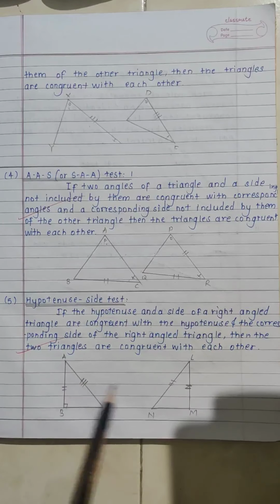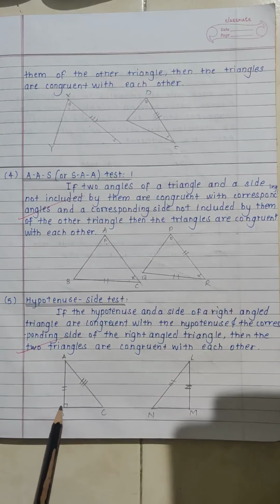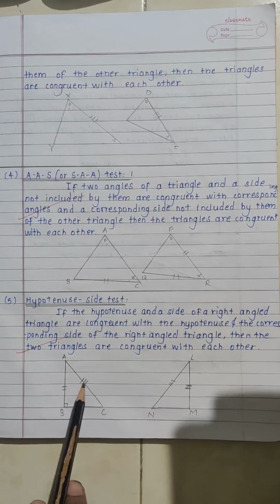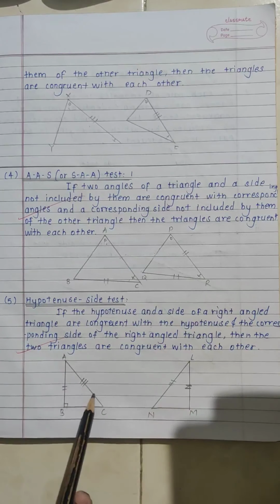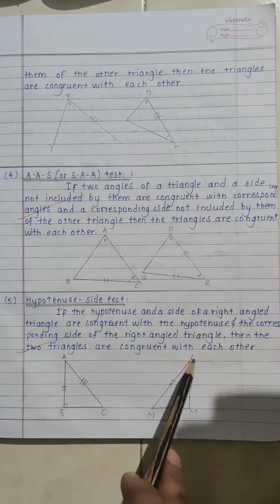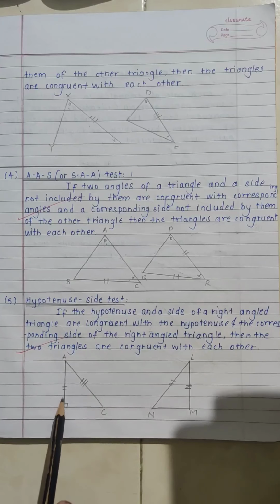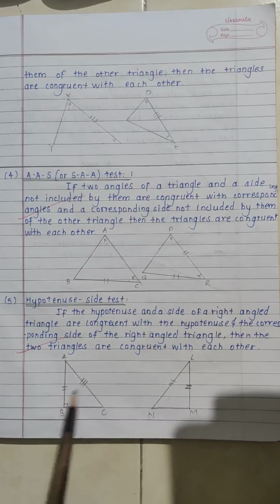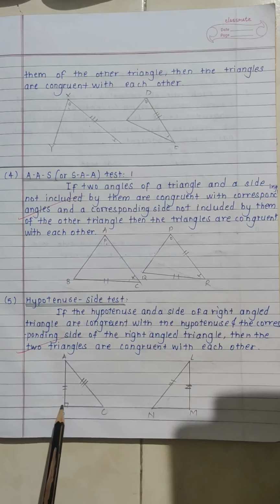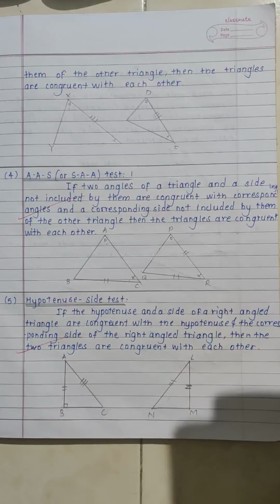Now what is the hypotenuse? The side which is opposite to 90 degrees is called the hypotenuse. The hypotenuse of one triangle is equal to the hypotenuse of the other triangle. Along with it, if either of the sides are equal with each other in the two triangles, then the triangles are said to be congruent by the hypotenuse side test. Hypotenuse side test, because this 90 and this 90 will be equal. Right angles are always 90 degrees.